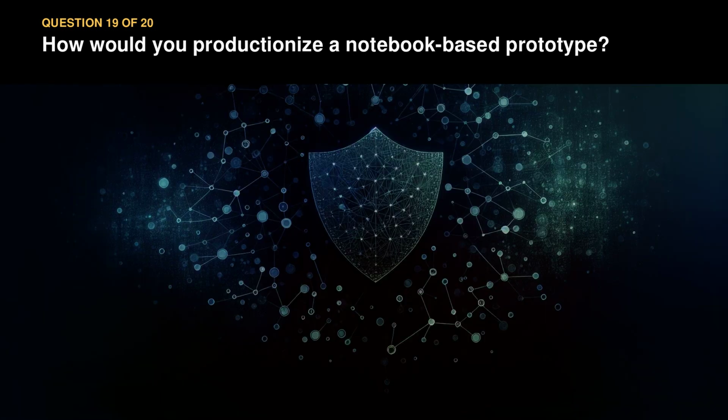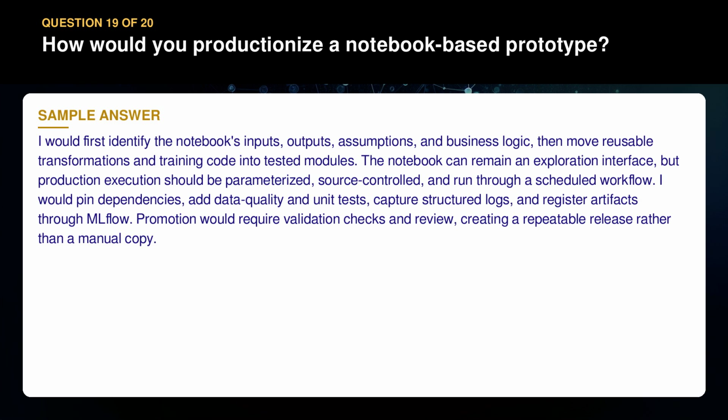Question 19. How would you productionize a notebook-based prototype? I would first identify the notebook's inputs, outputs, assumptions, and business logic, then move reusable transformations and training code into tested modules. The notebook can remain an exploration interface, but production execution should be parameterized, source-controlled, and run through a scheduled workflow. I would pin dependencies, add data quality and unit tests, capture structured logs, and register artifacts through MLflow. Promotion would require validation checks and review, creating a repeatable release rather than a manual copy.